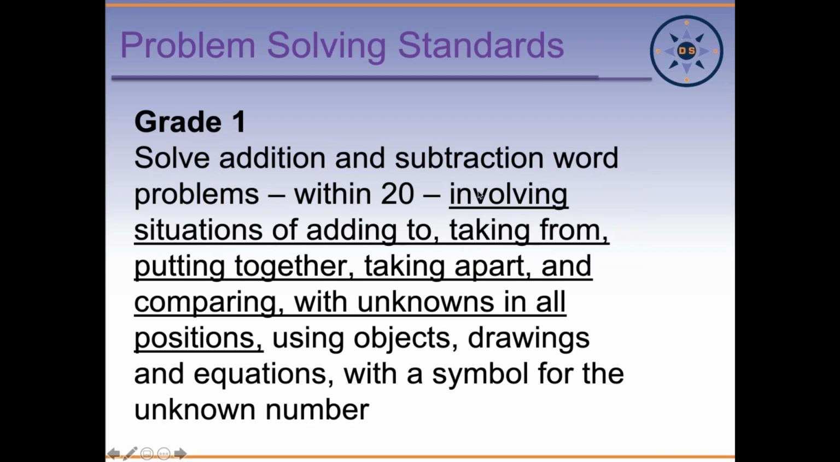They have to solve them within 20 using situations of adding to, so that's 3 plus 2, or taking from, 7 minus 2, putting together, so I've got 3 green apples and 4 red apples, putting those together. Or 7 apples and 3 of them are green, I'm taking them apart. Comparing is who has the most, who has the fewest. Billy has 7 apples, Sarah has 3 apples, who has the most, who has the fewest?